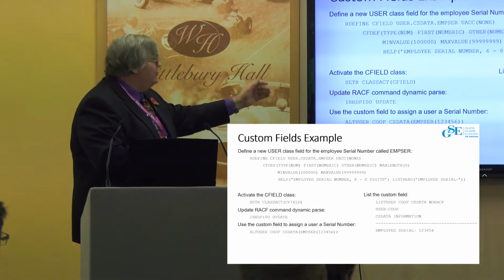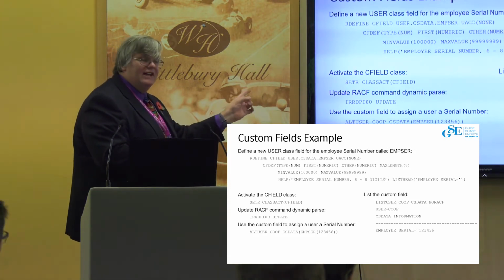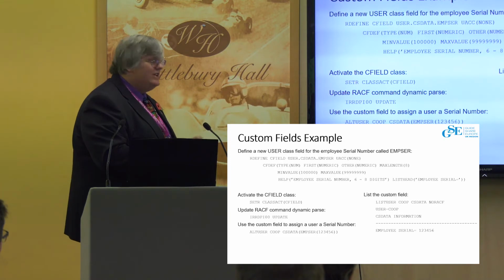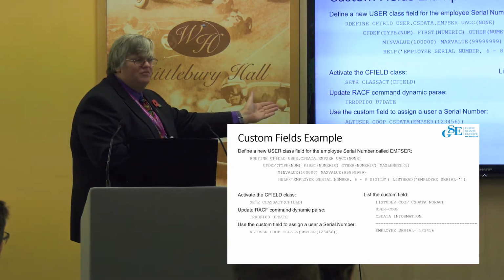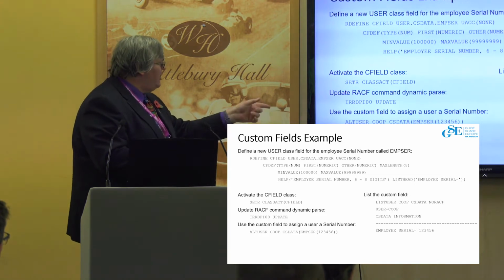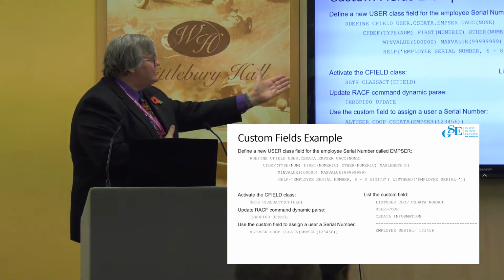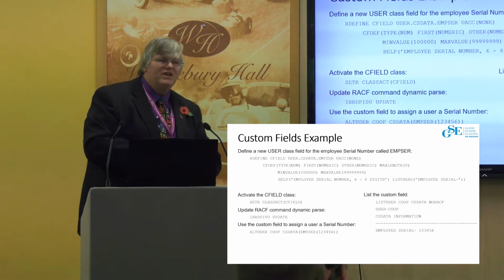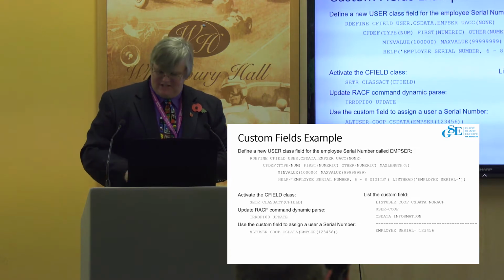Then all you have to do is make sure that the CFIELD class is active. You have to run the dynamic parse update utility, IRRDPI00. And now, ALTUSER, the user ID here is Coop, a guy I work with, CSDATA(EMPSER(123456)). And then when you list that segment, you see all of that information. Life is good. And everyone loves this, except for one thing.